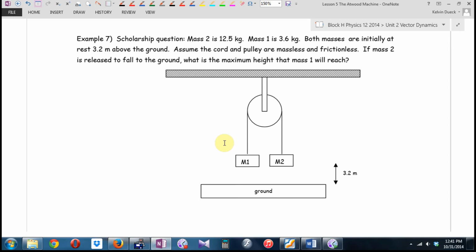Did you notice something? What happened to the string here? The reason this is a scholarship question is mass 1, when it gets to the top, its own momentum is going to keep it going up for a split second. How high will it get grand total?